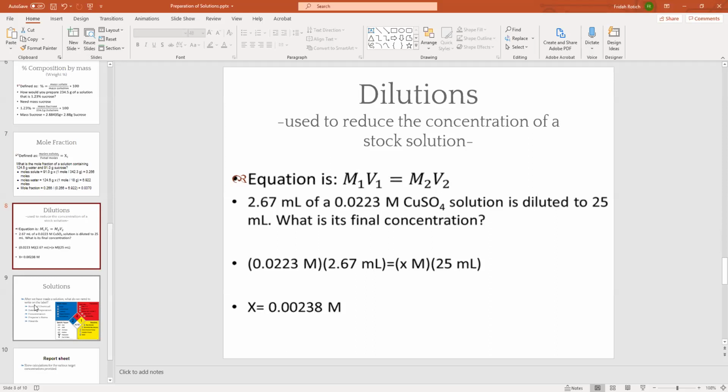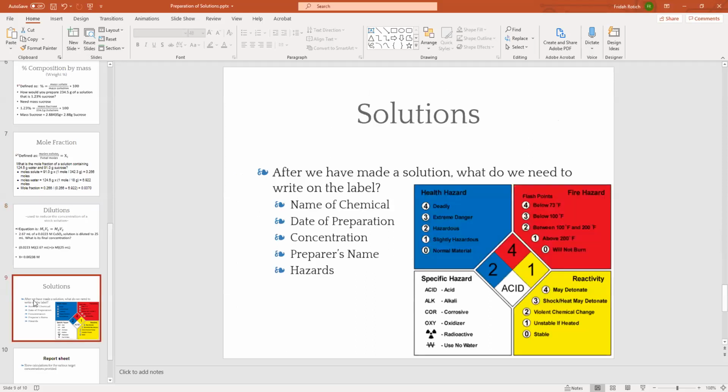Okay, so once your solutions have been prepared, they need to have a label with the name of the chemical, the date of preparation, and the concentration with the appropriate units as we have been going through in the previous slides. Then it needs to have the preparer's name and also the potential hazards.